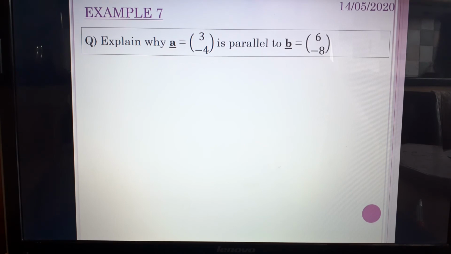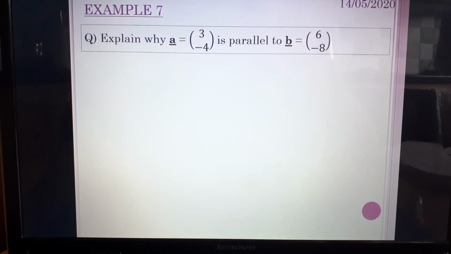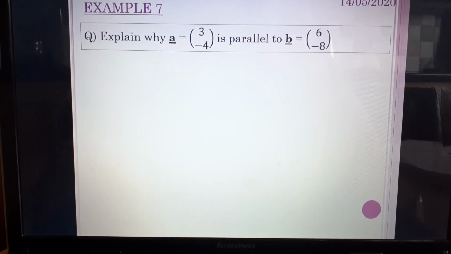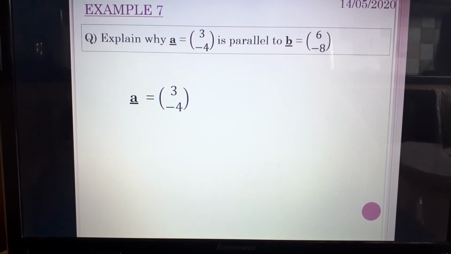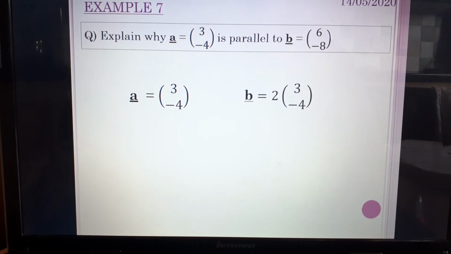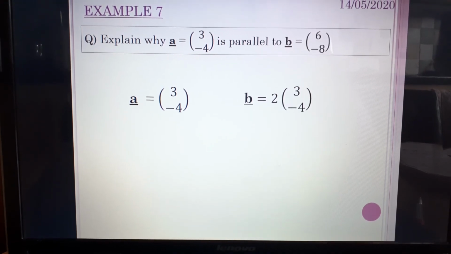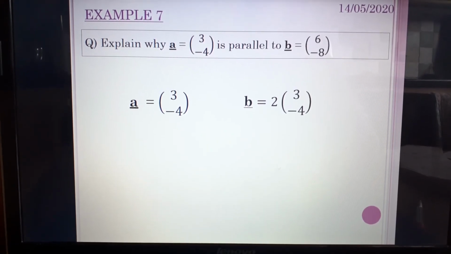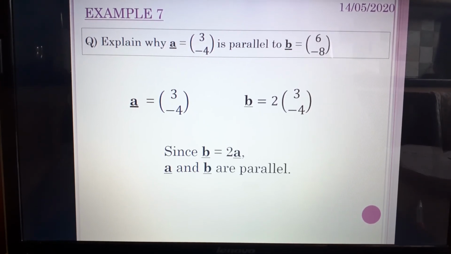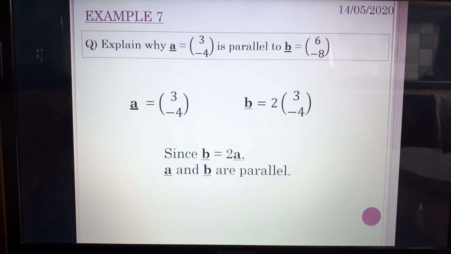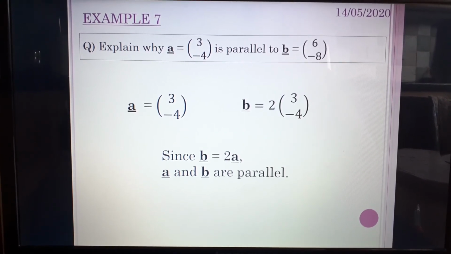And if you look at the numbers that we have here, we can see that there is a connection with these numbers. I can see, looking at the two top numbers, that 6 is actually 2 times 3 and negative 8 is actually 2 times negative 4. So a is equal to (3, -4), and b is actually double those numbers. b would be 2 times the 3 and 2 times the negative 4, because that would give you the 6 and the negative 8. So therefore we can write that as b is equal to 2a. Therefore a and b are parallel.